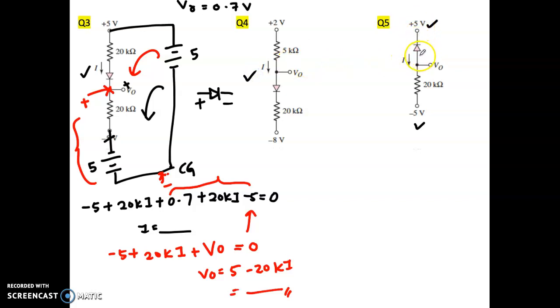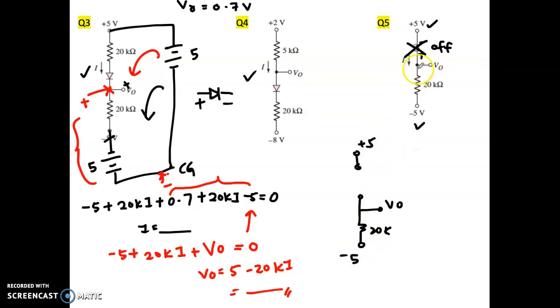Since the plus is connected to the negative and the negative is connected to the plus, what will happen to the diode? The diode will be turned off. Okay, so now let's redraw the circuit. Here you have plus 5. Turn off means open circuit. And here is your V out. This is 20K. And then here is your minus 5.